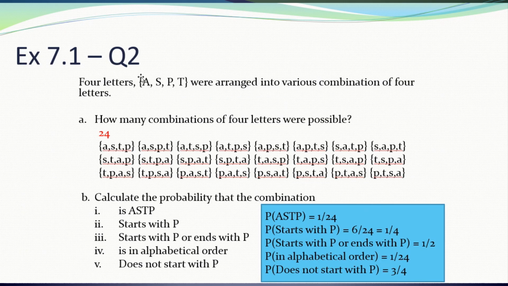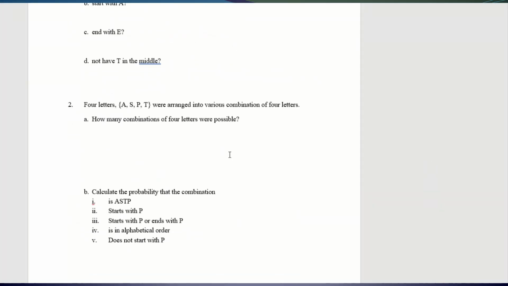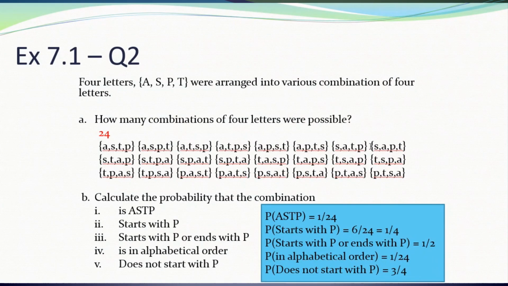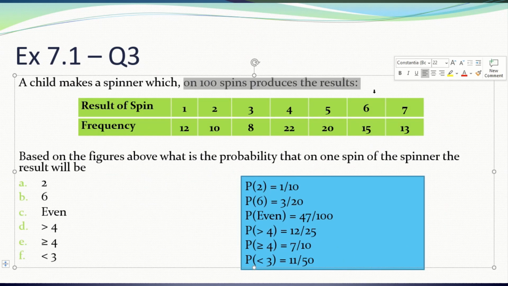Okay, you have 4 letters, A, S, P, T, arranged into various combinations of letters. So if you look at your manual here, they didn't give you the combinations. So I would ask you, please don't waste your time writing down all the combinations, because you will not be tested. Just copy my slides. Okay, just copy the slide and calculate the probability accordingly. Okay. A child makes a spinner, which on 100 spins, that means it's out of 100 now.